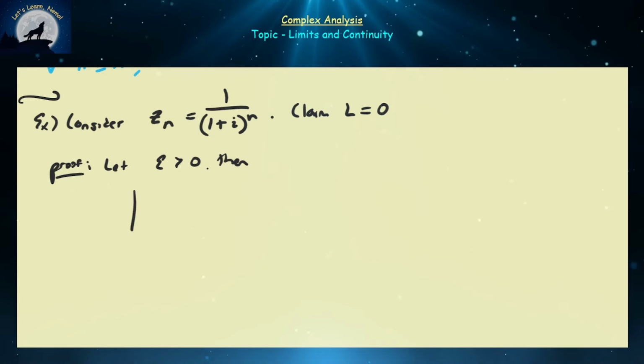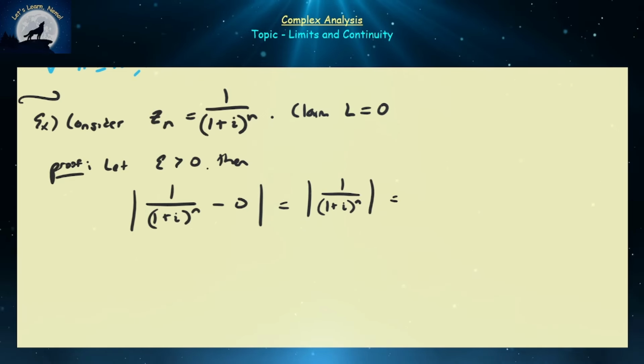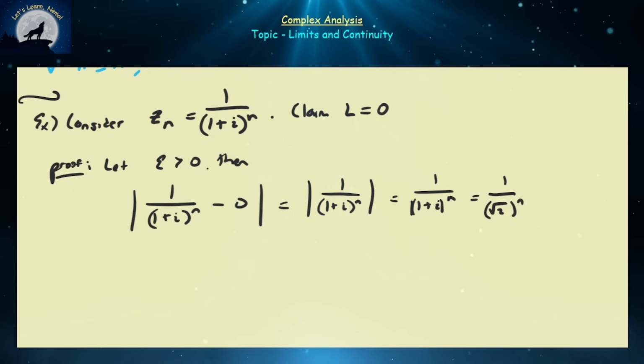Then, what would be the absolute value of this? So we have 1 over (1 plus i) to the power of n, minus 0. And obviously any number minus 0 is just equal to that number itself by properties of a field. So we have 1 over (1 plus i) to the power of n. And then we can distribute magnitudes over quotients by properties of C. So we have 1 over |1 plus i| to the power of n. And what is the norm of 1 plus i? Well, that's just going to be equal to the square root of 2. So this is going to be equal to 1 over the square root of 2, to the power of n.